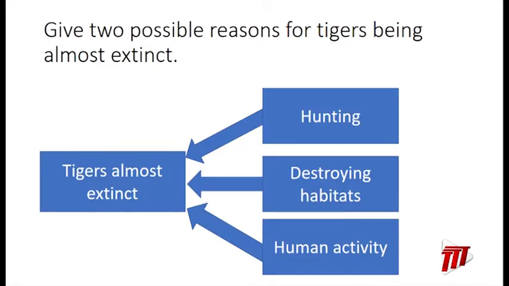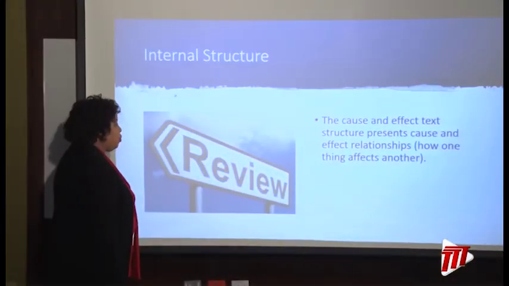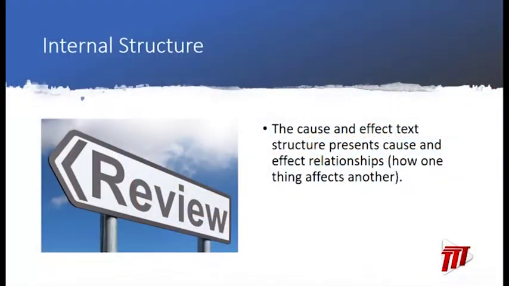What about this question? Give two possible reasons for tigers being almost extinct. Well, we know that human activity is causing that. And how? Through hunting and through the destruction of habitats. So, what have we learned about cause and effect? We have learned that this text structure presents cause and effect relationships, how one thing affects another.